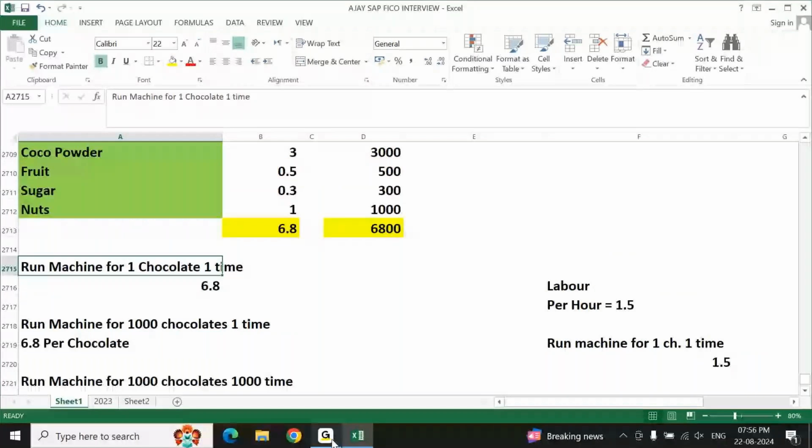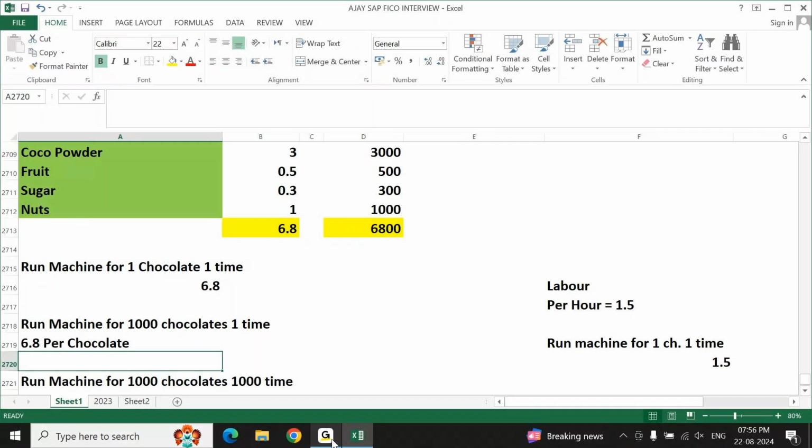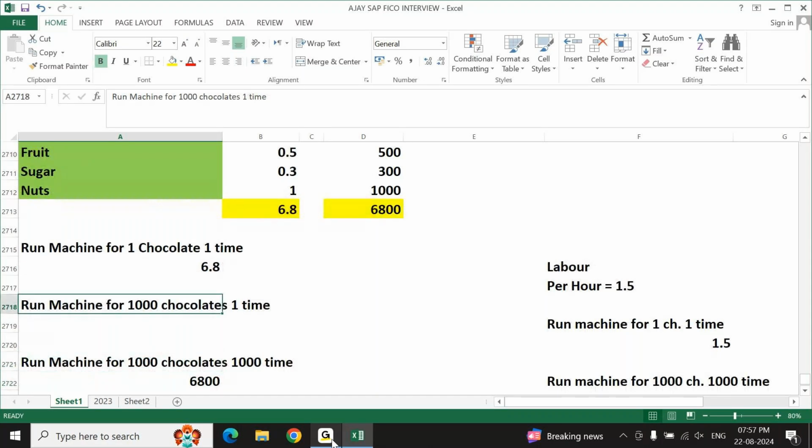One time if you are doing it, it's like that. Also, when the quantity of chocolate increases, cocoa powder and all the ingredients will increase. So that 6.8 is coming from the ingredients only, right? It's not coming from the machine. Yes, this will be 6,800. It is based on your quantity.